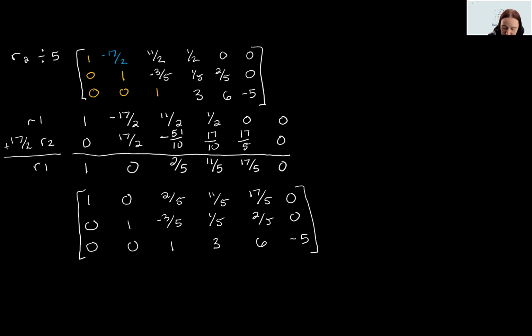0, 0, 1, 3, 6, negative 5. So I'm going to highlight what we've got in the right spot so far. 1, 0, 0, 0, 1, 0, and then a 1. So we have to get a 0 above the 1 in the third column. So the 2/5 needs to be made a 0, and the negative 3/5 needs to be made a 0.